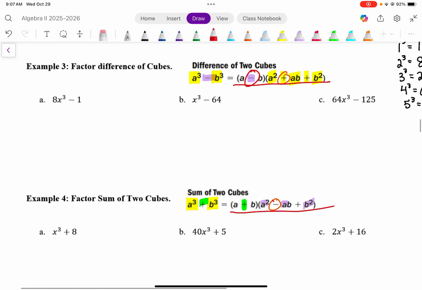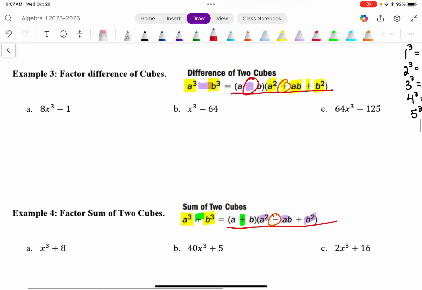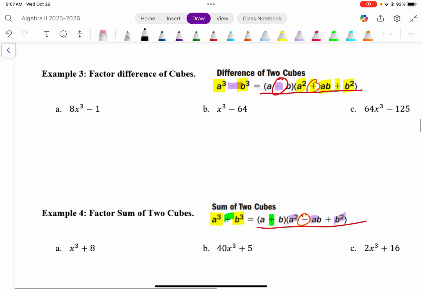All right, with that said, we're going to go over our example in both of these. So the first thing we need to do is figure out what our A and our B values are. And just like we did with our perfect squares, we are going to find that by doing the cubed root of 8x cubed, and then the cubed root of 1. And if these are perfect cubes, then we are able to factor it.